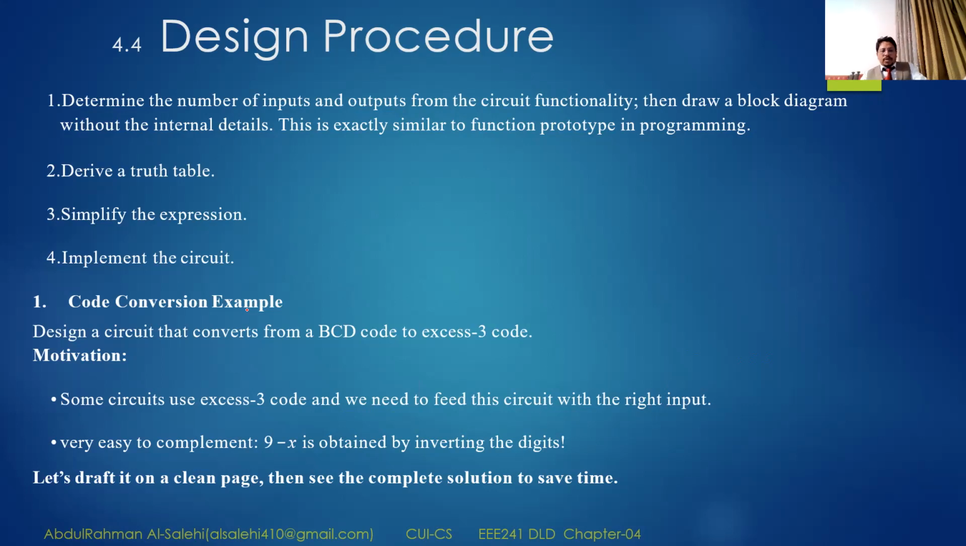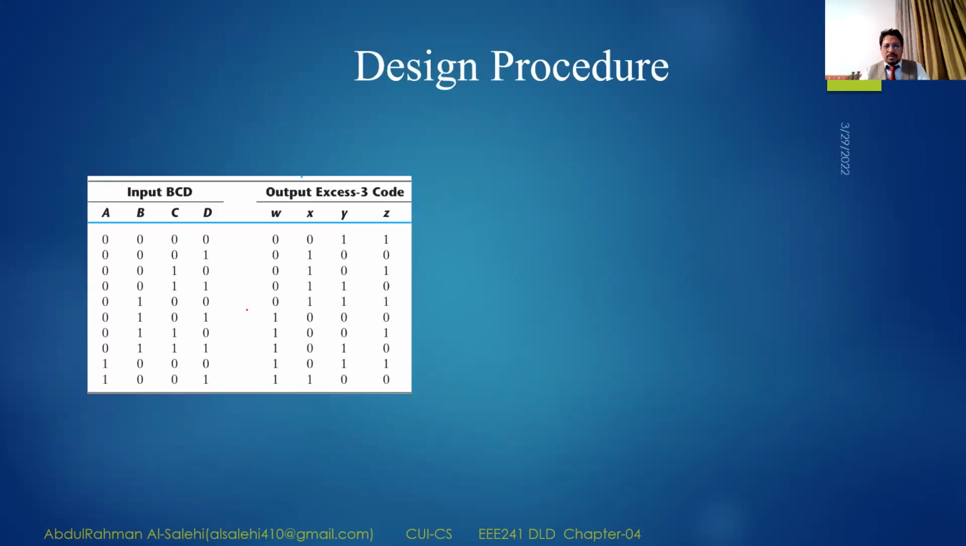Okay, so some circuits use XS codes, and we need to feed the circuits with the right input. Okay, so it is very easy to complement this. For example, if you say 9 minus 1, it's very easy to complement it and to obtain it by inverting the digits. We will come to it, and let's see in more detail.